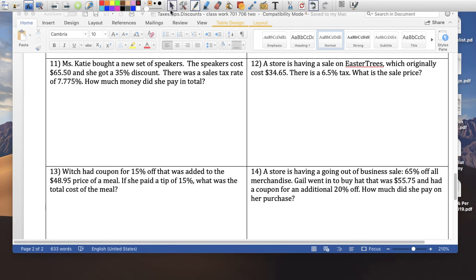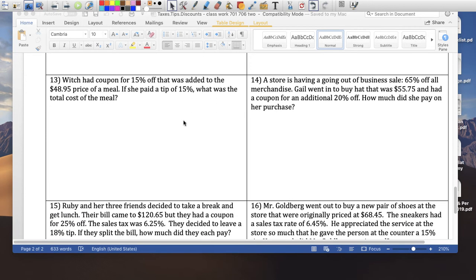to number 13. Coupon for 15%, and then a tip. So again, you can see that once you have the hang of it, or you know the steps in which to apply the tip or the tax or the discount, it becomes very simple. So this one we can do quickly because there's no tax, it's just a discount and then the tip.